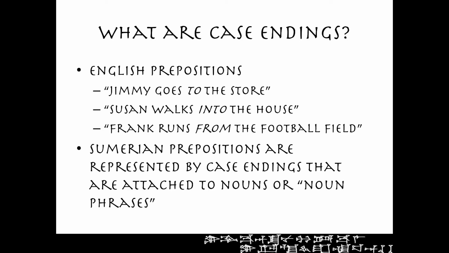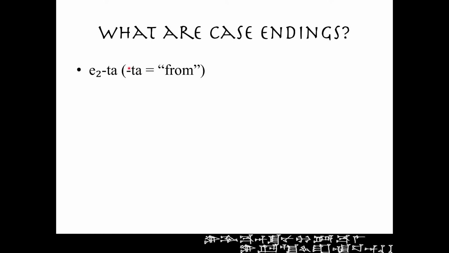Well, in Sumerian, prepositions are represented by these case endings, these little forms that are attached to the end of nouns or noun phrases. You see that the case ending -ta, so the dash means that it's attached to it, -ta means from. So if A2 means house, A2-ta means from the house. -Da means with. So lu2-da would be with the man.